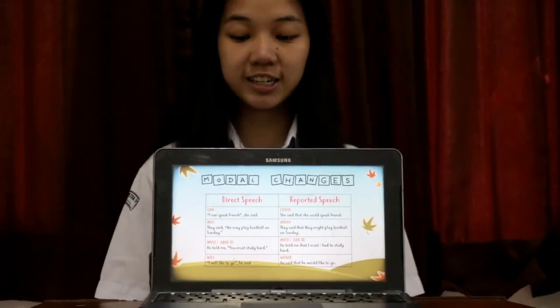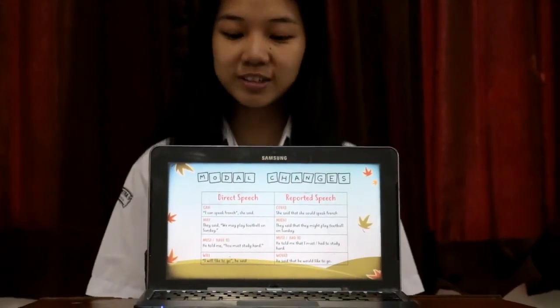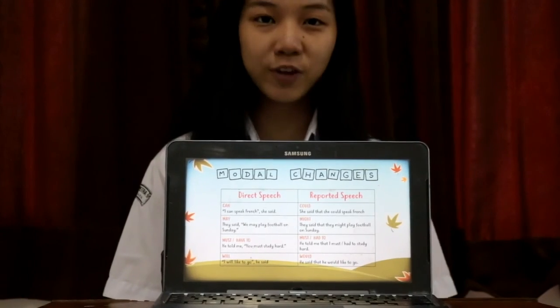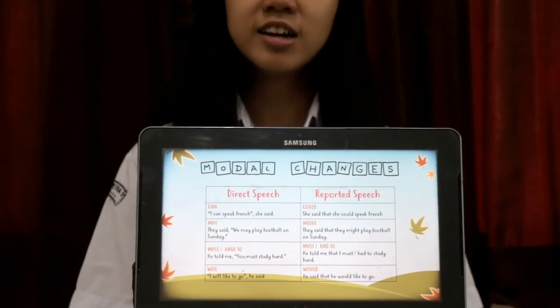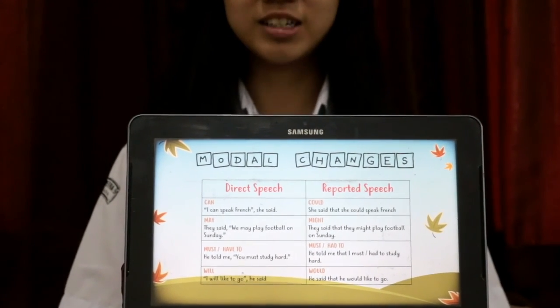And these are the modal changes. In direct speech, we use can. For example, I can speak French, she said. And in reported speech, we use could. For example, she said that she could speak French.